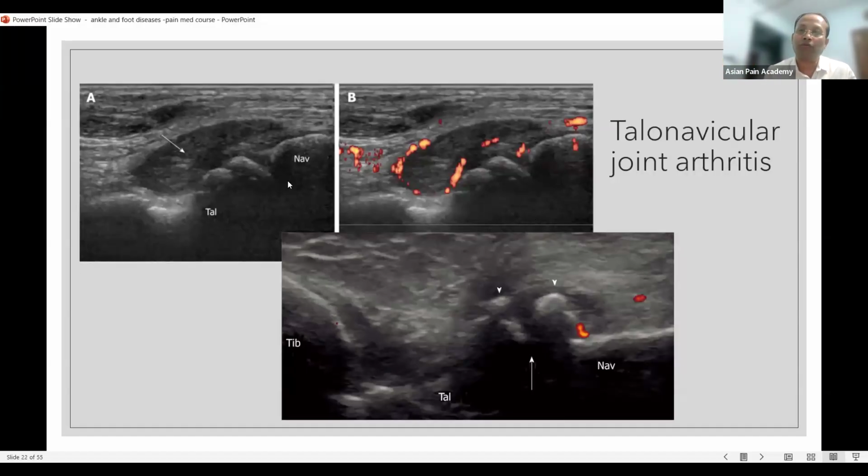Talonavicular joint arthritis. We saw the tibiotalar joint. After that, distally, the talus is connected to the navicular bone. Here we can see the effusion at the talonavicular joint, and we can see small osteophytes also. These are osteophytes and these are effusion. Of course, when you put the Doppler ultrasound here, you will see the Doppler activity around the joints.